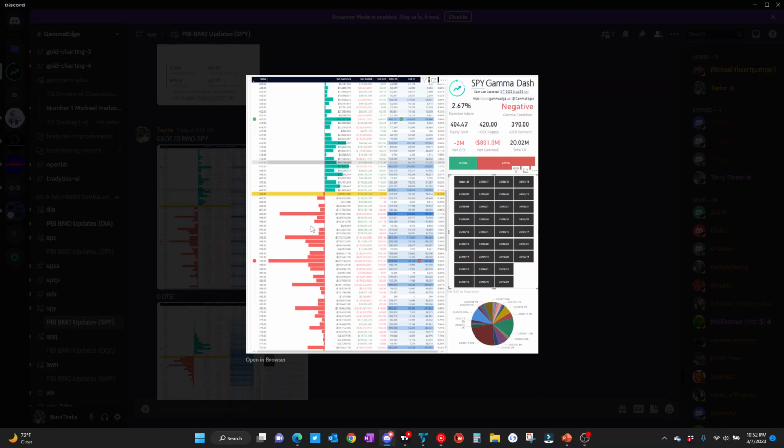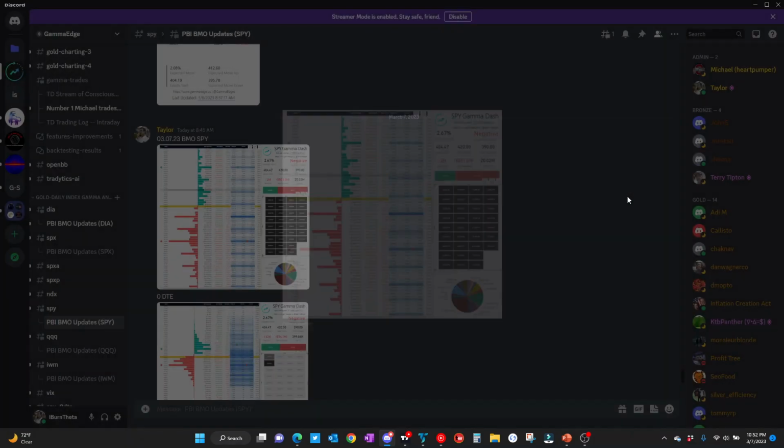However, now we are above 400. For the bulls, it's going to be key to press above 400. So long as we are below 400, my bias is sideways to lower.